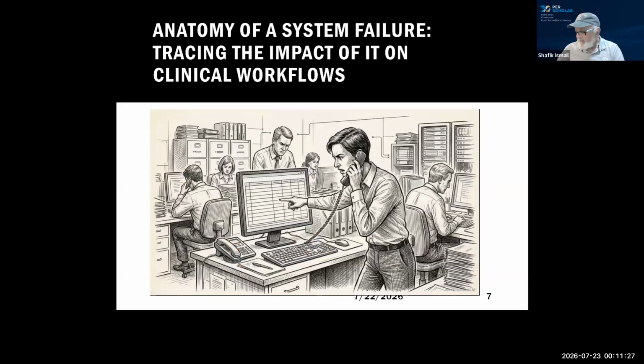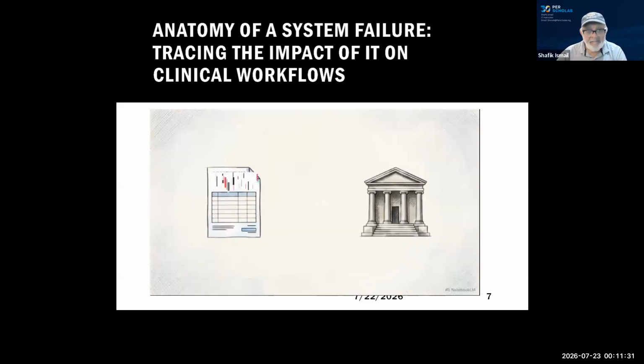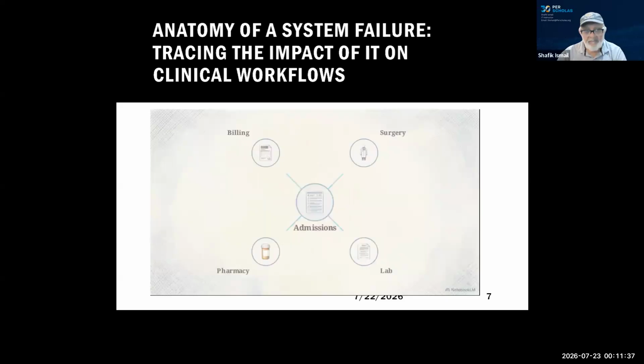The delay reaches the administrative wing as well. Without a registered encounter, the system cannot generate the billing codes required to secure coverage from the patient's insurance provider. Because one digital entry point is blocked, every specialized department in the hospital is forced into a holding pattern.